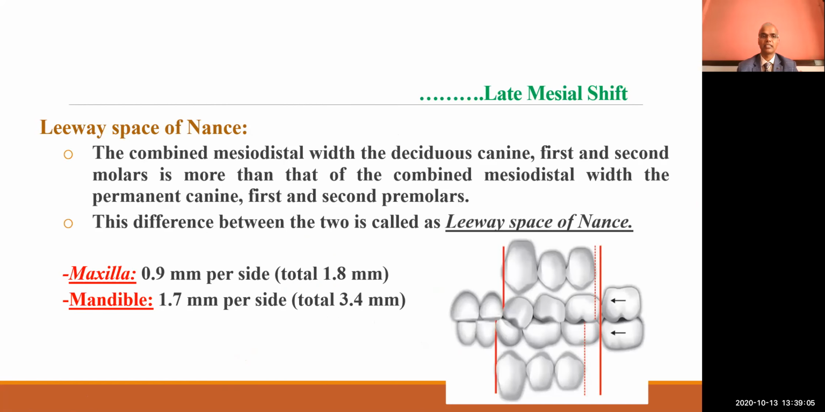So, leeway space of Nance. It is the combined mesiodistal width of deciduous canine, first molar and second molar, which is more as compared to the combined mesiodistal width of the permanent canine, first premolar and second premolar. So in the diagram, we can see that the mesiodistal width of deciduous canine, first and second molar is more as compared to the permanent canine, first and second premolar. The difference between the two is called the leeway space of Nance. It is more in the mandible, that is 1.7 millimeter per side, total 3.5 to 4 millimeter, and in the maxilla 0.9 millimeter per side, totally 1.8 millimeter.